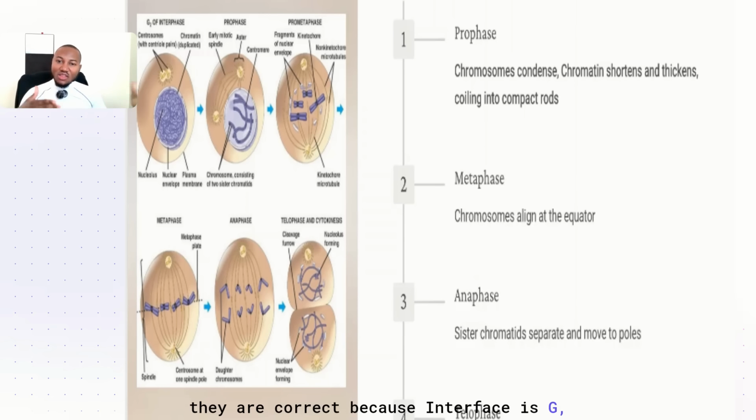Because interphase is G1, S, and G2. The mitosis phase is prophase, metaphase, anaphase, telophase, and cytokinesis. All right? So you need to memorize this. You need to say it a lot of times for you to be able to understand this.